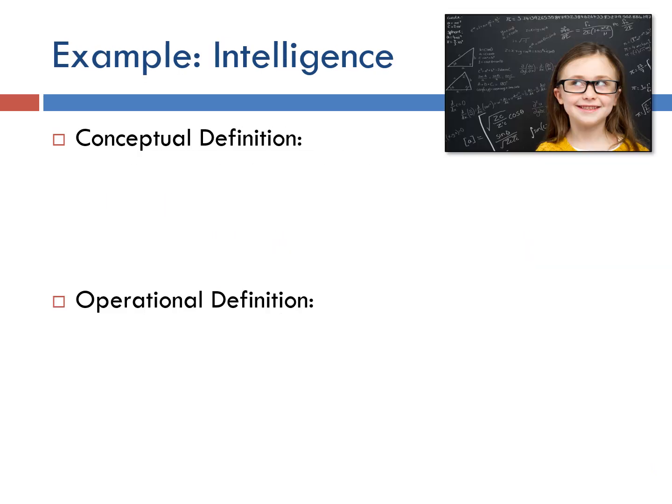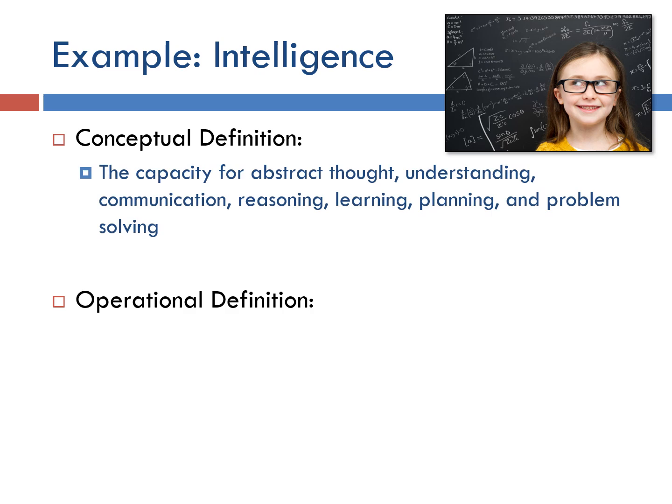So let's do another example. How about intelligence? So we have a conceptual definition of intelligence. You think for a second, what is intelligence? How would I define it? Well, I'm going to give you my definition, or the one I looked up at some point. This is the capacity for abstract thought, understanding, communication, reasoning, learning, planning, and problem solving. Whew. That is a mouthful, and there is a lot to get through there.